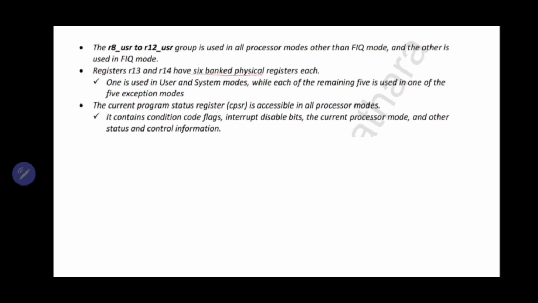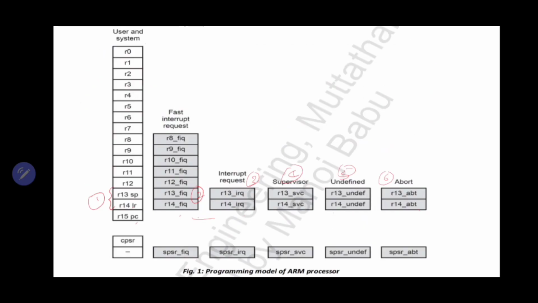The current program status register, CPSR, is accessible in all processor modes. It contains condition code flags, interrupt disable bits, the current processor mode and other status control bits. We can discuss the CPSR in the next class. That's all about the program model of the ARM processor. The ARM processor uses 37 registers in total. User and system modes use the common registers R0 to R15 and CPSR, and all other modes use different registers. That's all about today's class. Thank you.